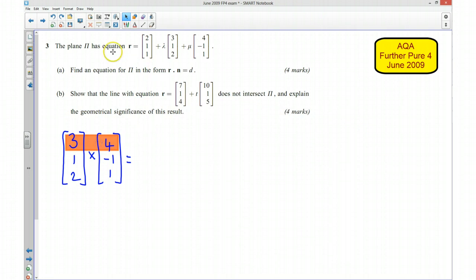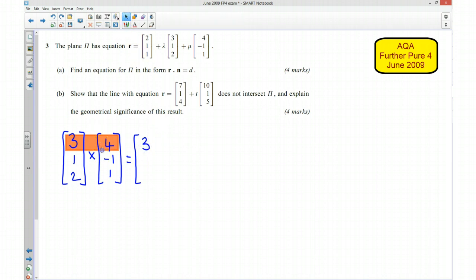Right, so to find the cross product, what I'm going to do first of all is, if I cover up the top row, I'm going to do this number times by this number, take away this number times by this number. So I've got 1 times 1, which is 1, and I've taken away negative 2. So that's going to give me 3.